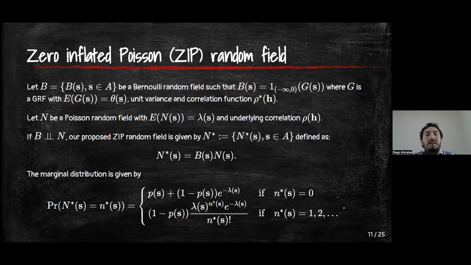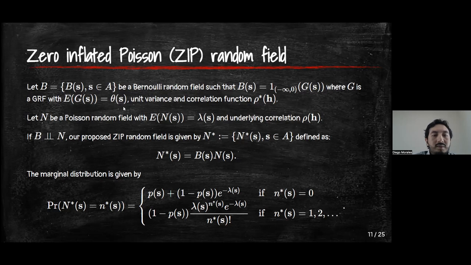Now with a Poisson random field, we can build a zero inflated Poisson random field. That is important in some applications because we have more zeros than the original distribution, so it's interesting to model the excess of zeros in the data. For that, we first define a Bernoulli random field, which we can obtain by thresholding a Gaussian random field, with the expectation given by theta, a deterministic function, and the correlation function given by the correlation function of the Gaussian random field.